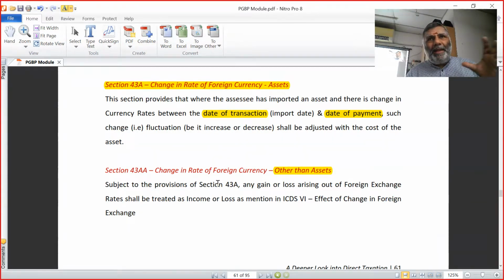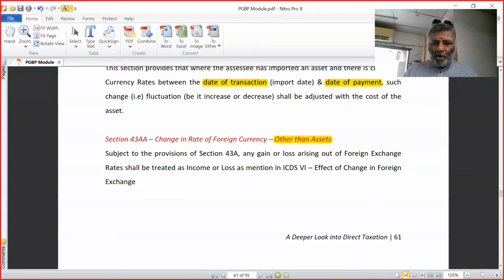What is parallelly happening is something interesting. You will see it in contract also. We saw in subsidy also. Majority of the ICDS provisions, now they are bringing it inside the law itself. These are said in ICDS 6, which says effect of currency fluctuation. Now they have brought in 43A and 43AA. You will also see construction contracts. We already saw subsidy. So majority of the ICDS provisions are just getting incorporated under the law itself.